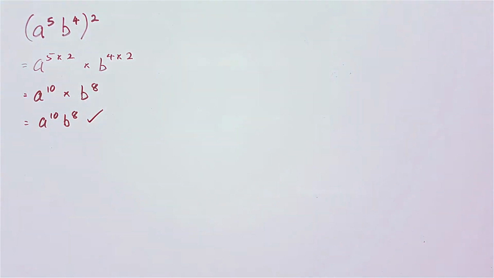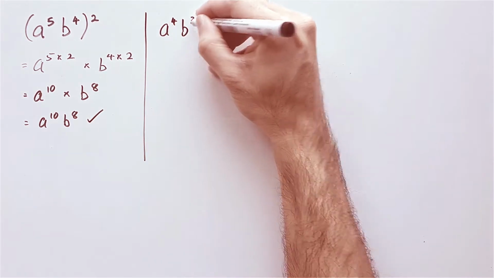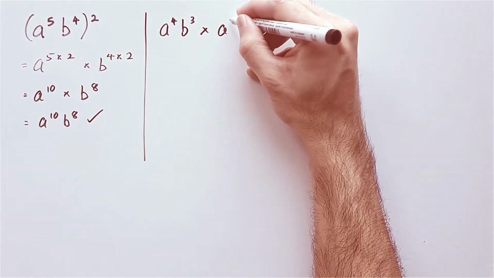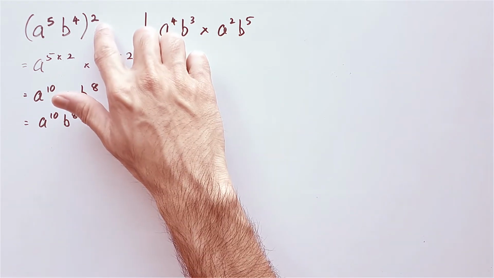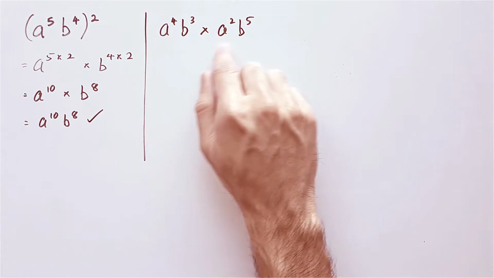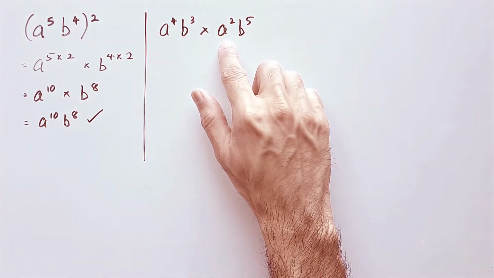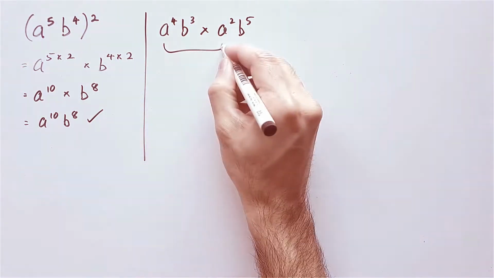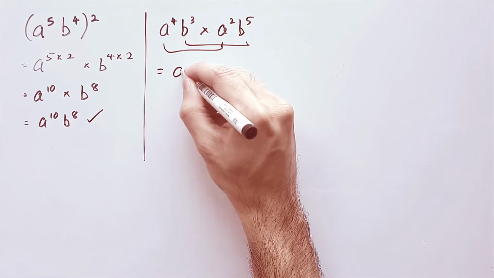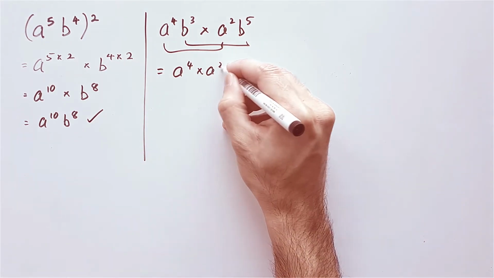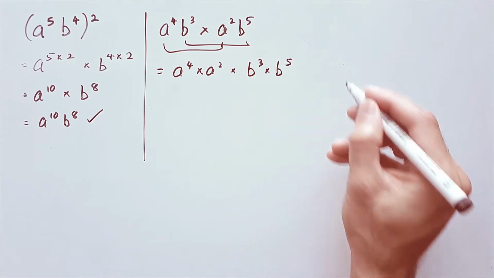And that's the answer. For our next question, a to the power of 4 times b to the power of 3 is multiplying a squared times b to the power of 5. There's no factored power here like this power of 2. And so everything is just multiplying each other, which means we can rearrange this so that these a terms multiply each other and the b terms multiply each other. So you want to group them according to those, which means we have a to the power of 4 times a squared times b to the power of 3 times b to the power of 5.